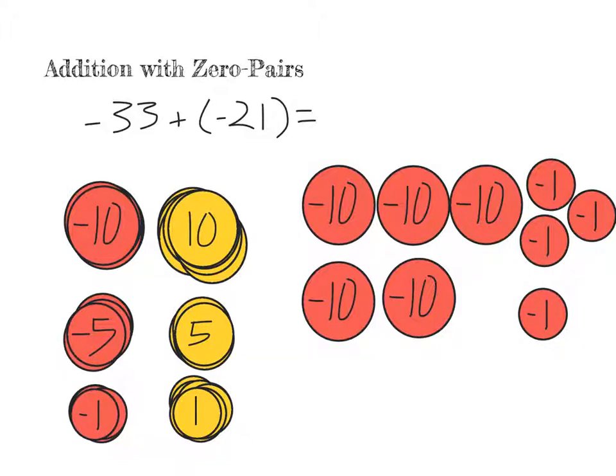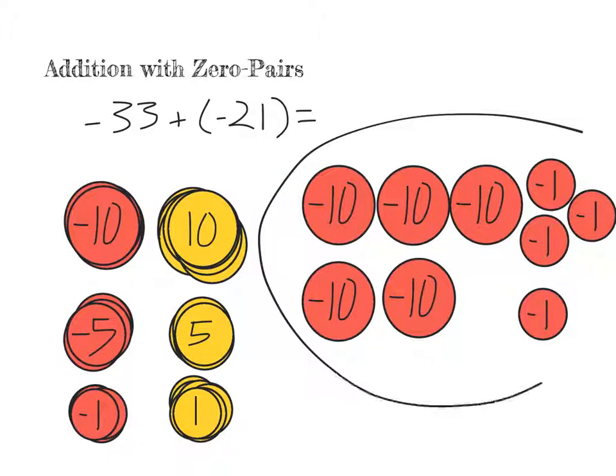And next, I cancel out all my zero pairs just like before. Any matching red and yellow will cancel out. But if I look here, I see I don't have any yellows. I only have red. Therefore, I don't have anything to cancel out. So when you don't have anything to cancel out, all you do is combine all the counters that you've got. So I'm going to add up. I have a negative 10, negative 20, negative 30, negative 40, negative 50, negative 51, negative 52, negative 53, negative 54. Therefore, the answer to this problem is negative 54.